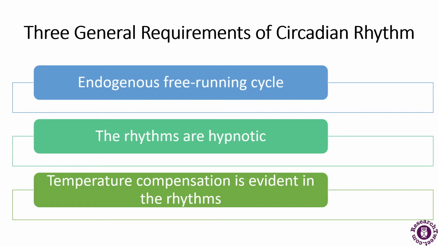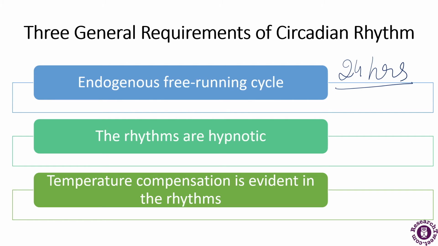Now, what are the general criteria or general requirements of this circadian rhythm? There are basically three important criteria that are responsible for the circadian rhythm: an endogenous free-running cycle, the rhythms are entrainable, and temperature compensation is evident in the rhythm. The endogenous free-running cycle lasts for about how many hours? It lasts for about 24 hours under constant conditions, for example, constant darkness.